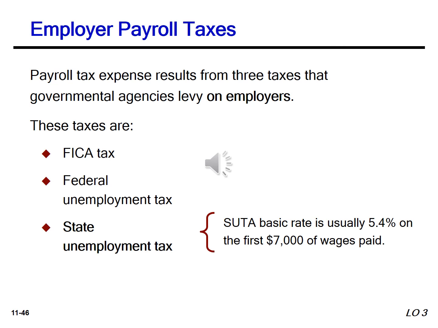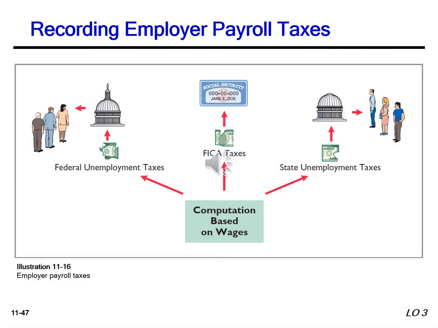The last one is the state unemployment tax, or SUTA, and the basic rate is usually 5.4% on the first 7,000 of wages paid. Paying this, as we mentioned before, will reduce the federal unemployment tax for the employers. So knowing this, the company needs to compute the salaries and wages that they are going to pay for their employees, and based on these numbers, they need to also figure out the federal unemployment tax, the FICA taxes and the state unemployment tax.